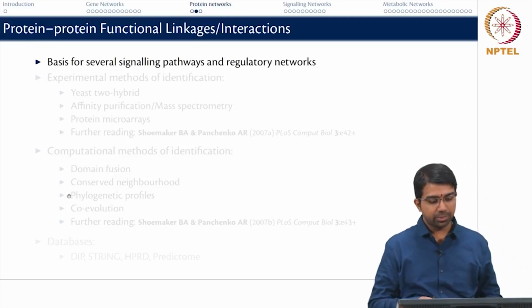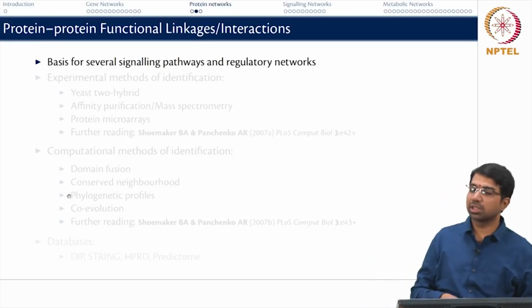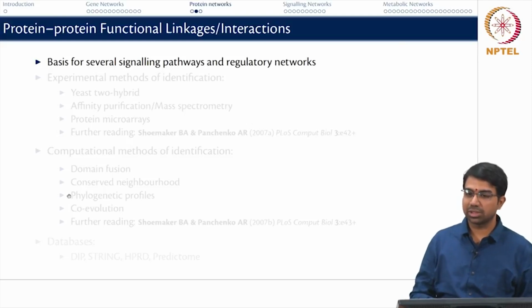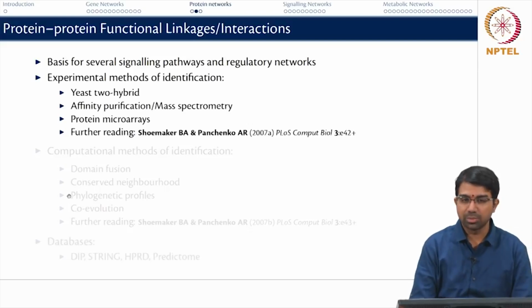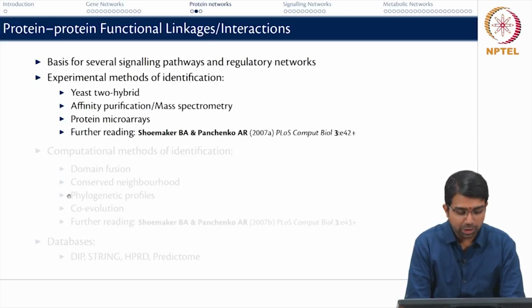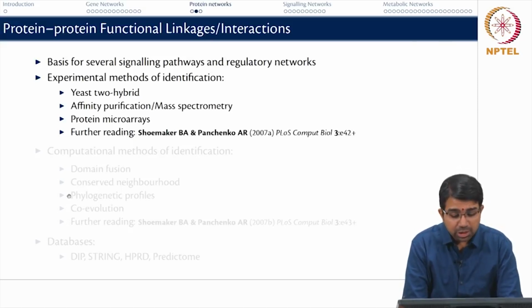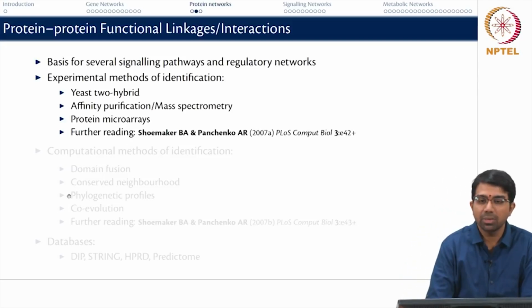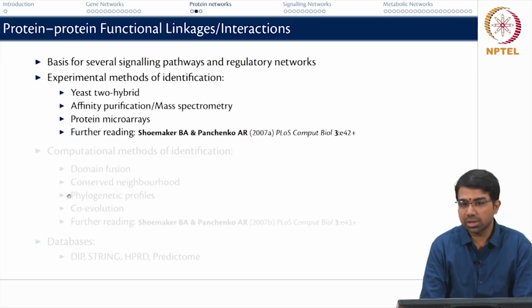signaling pathway itself. And there are many experimental methods to identify these protein interactions, and a lot of new techniques have been developed which are very high throughput and so on, like yeast two hybrid, affinity purification, mass spec of course. You can also have protein microarrays and so on. This paper is a slightly old paper now, but it's still a very good paper that gives you all the experimental methods for studying protein interactions.